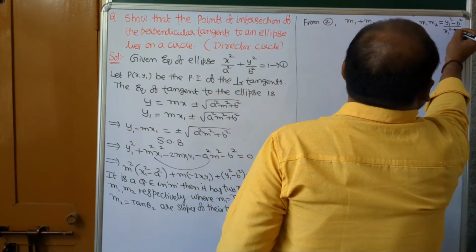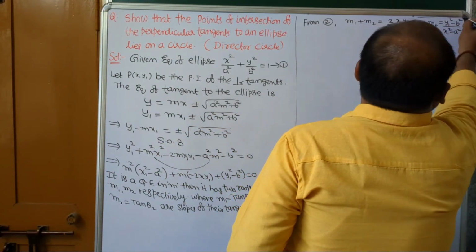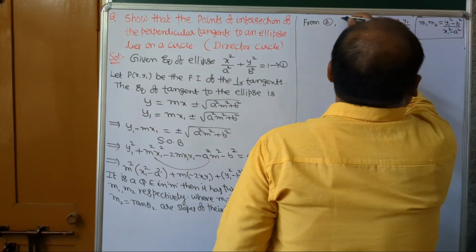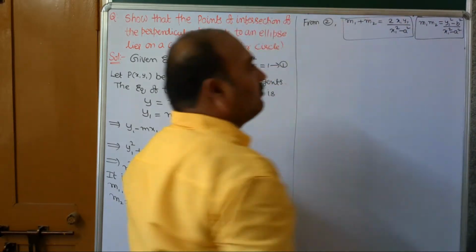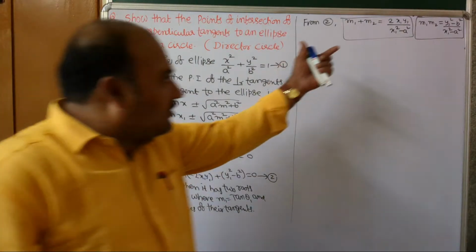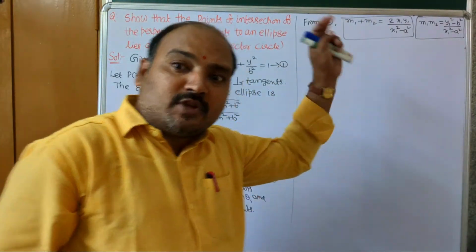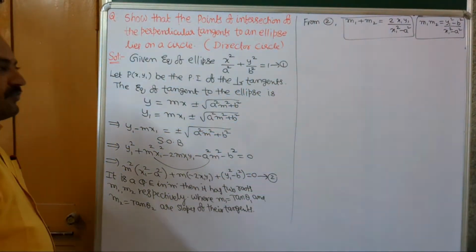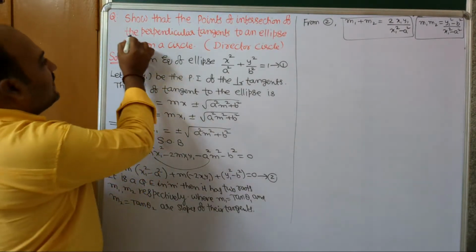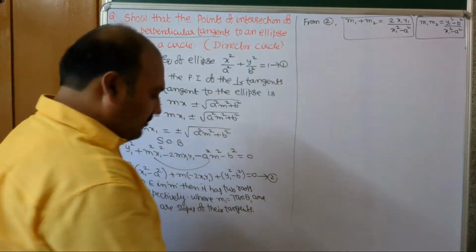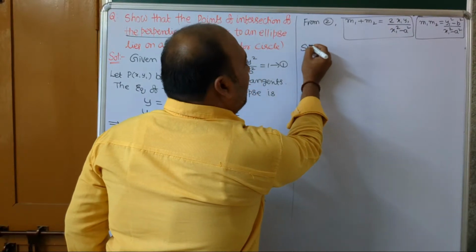By x1 square minus a square. So these two important results, keep in mind: sum of the roots and product of the roots, sum of the slopes and product of the slopes. After that, since the tangents are perpendicular, you have to mention here and underline.